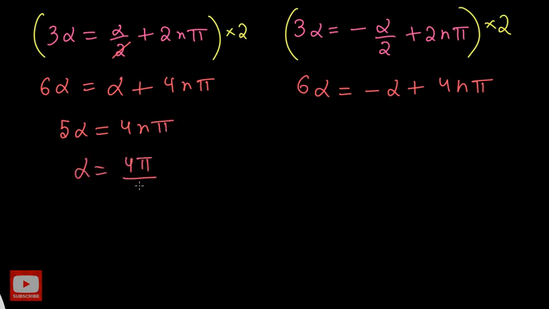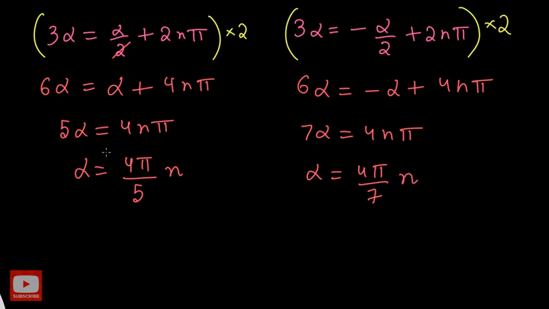I will write pi together with 4 by 5 and into n. And here also we get the same result. I mean, a little bit of difference will be there because minus alpha is there. So we have 7 alpha is equal to 4n pi. So we get alpha is equal to 4 pi by 7 times n.